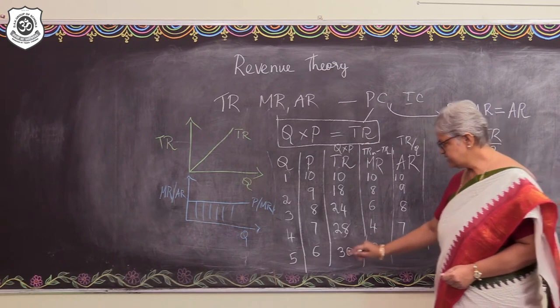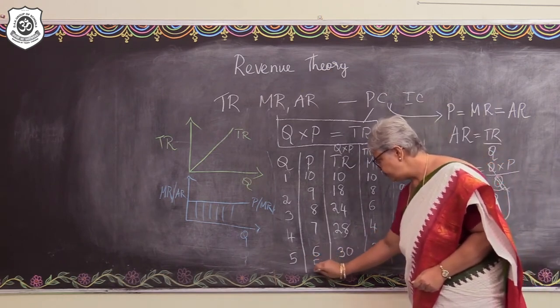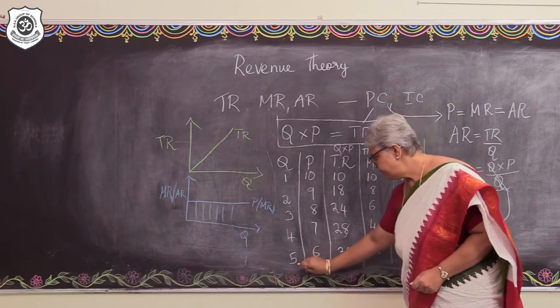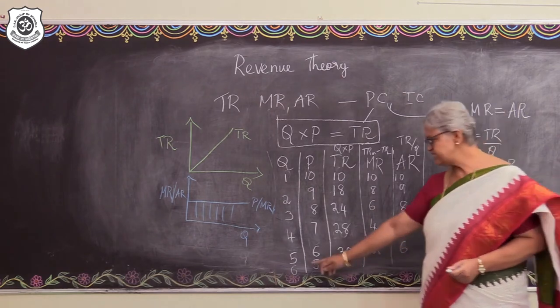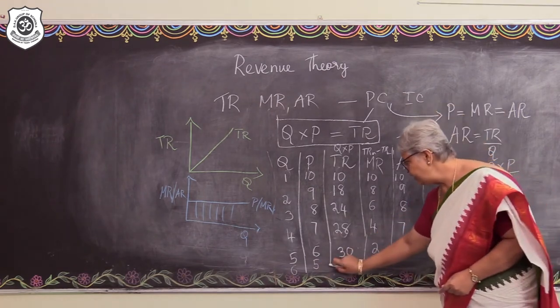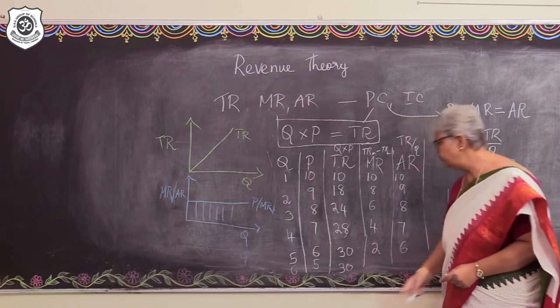Right? Next level. The price might fall to 5 and the quantity sold might increase to the next level, that is 6. So what's going to happen here? So look at this, 6 into 5. What is happening to the total revenue?